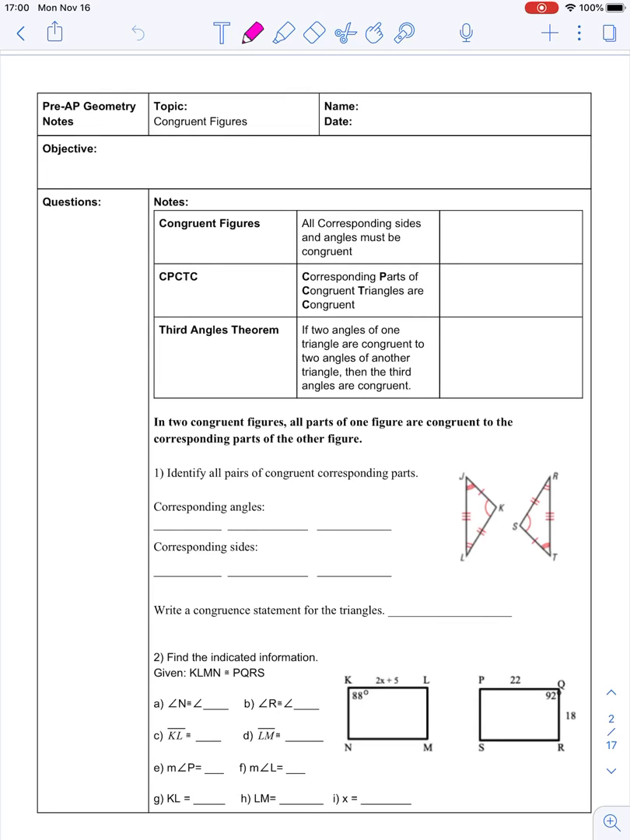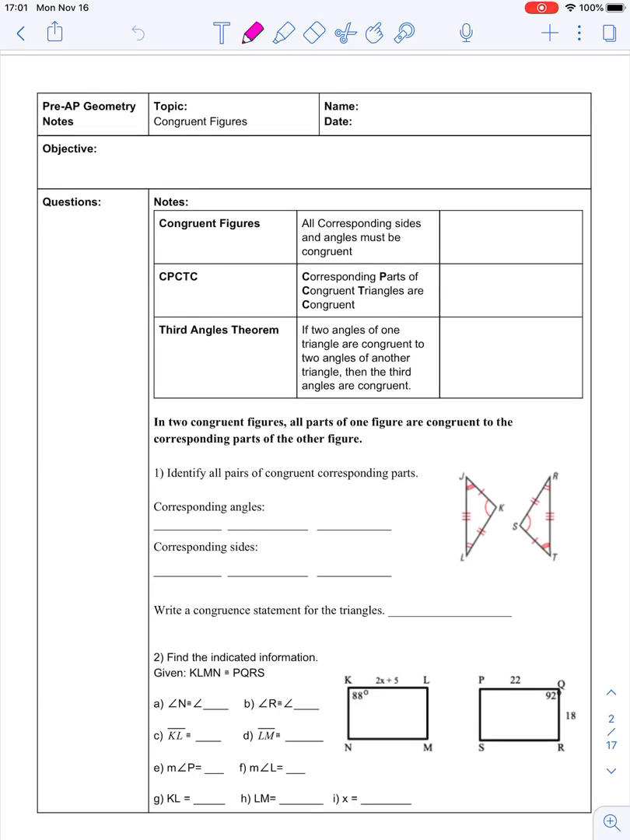So we'll use an abbreviation called CPCTC. What that means is corresponding parts of congruent triangles are congruent. And when we say corresponding parts, we mean the sides, the pieces that match up. So all three angle pairs will match up, and all three sides will match up.